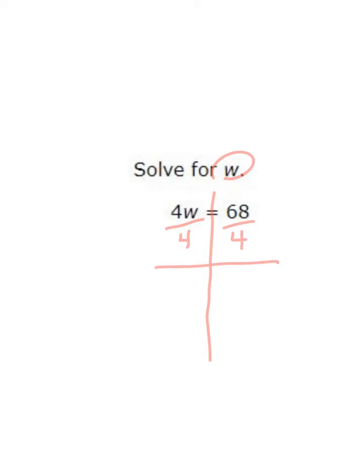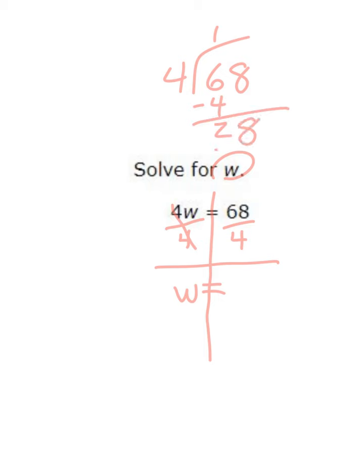4 divided by 4 is equal to 1. 1w is the same as saying regular old w. And then here we have 68 divided by 4. I'll do the work up here. 4 goes into 6 one time. 4 goes into 28 7 times. So our answer will be 17.